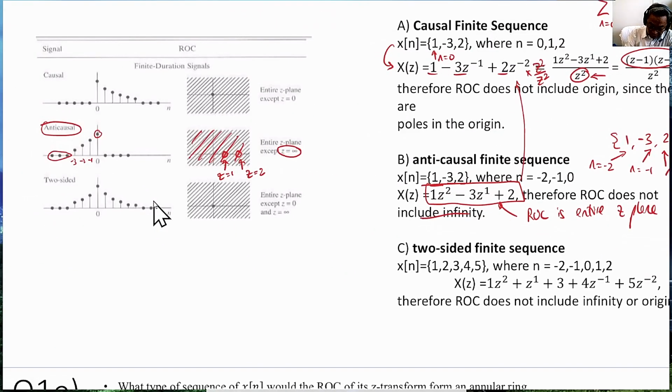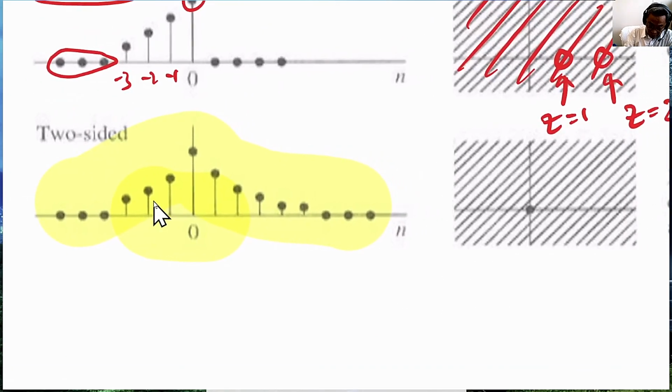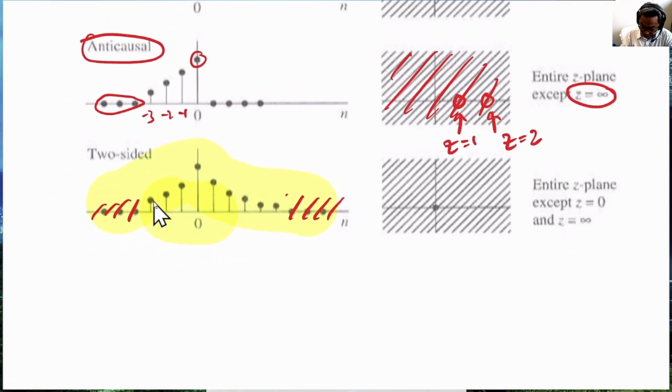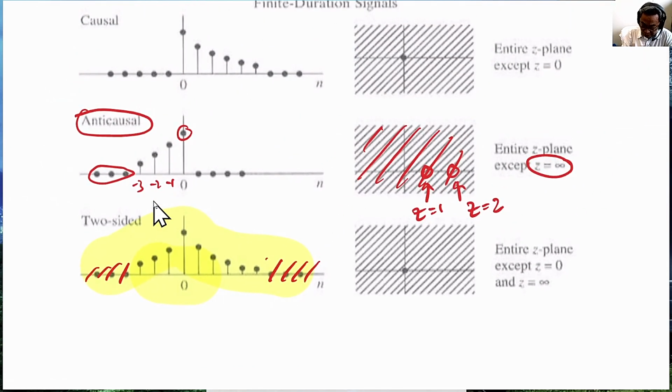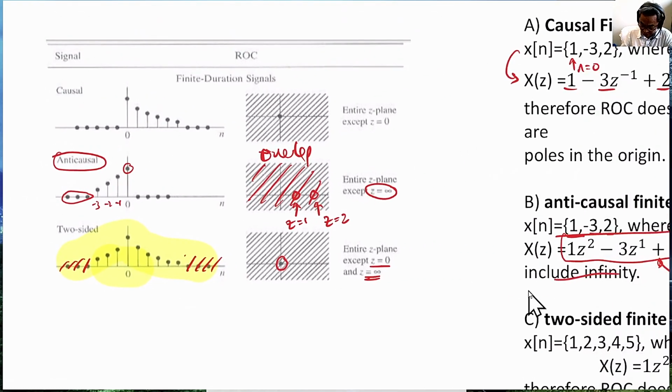Finally, we have the two-sided sequence. In this two-sided sequence, the values are finite again. What happens is that no values exist after a finite amount of time. This is a two-sided finite length sequence. The ROC, of course, is the overlap of these two sequences, and therefore only at z equals the origin, or z equals infinity, does the ROC not exist. The ROC is the entire z-plane except these 2 points for a finite duration sequence.